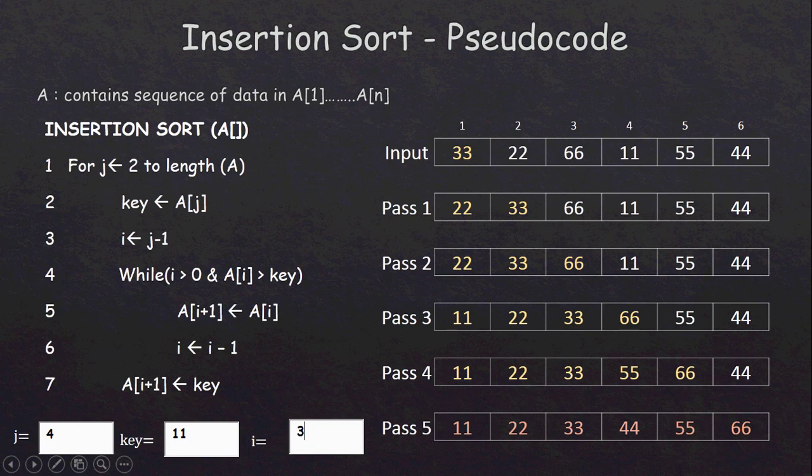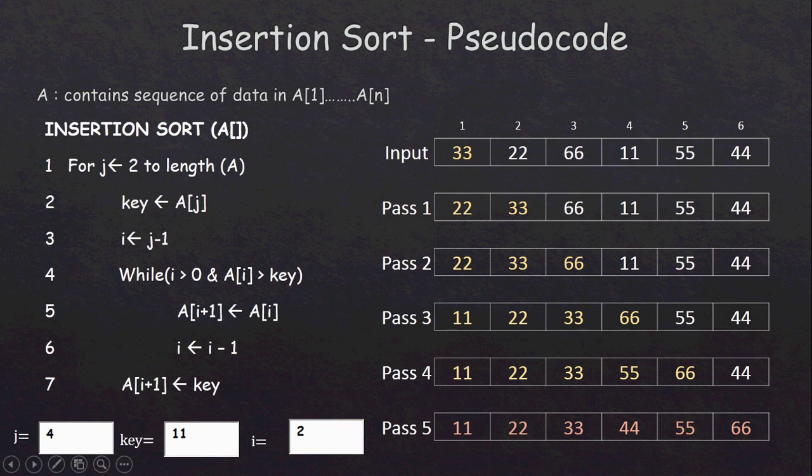66 is stored here. Then I equal to I minus 1. I minus 1 is 2. Again this condition will be checked. 2 is greater than 0. So what is a of I? 33. 33 is greater than 11. So that 33 will also be shifted. So 33 is stored here. This 33 is stored in place of 66. So 33 comes here. Then I equal to I minus 1.